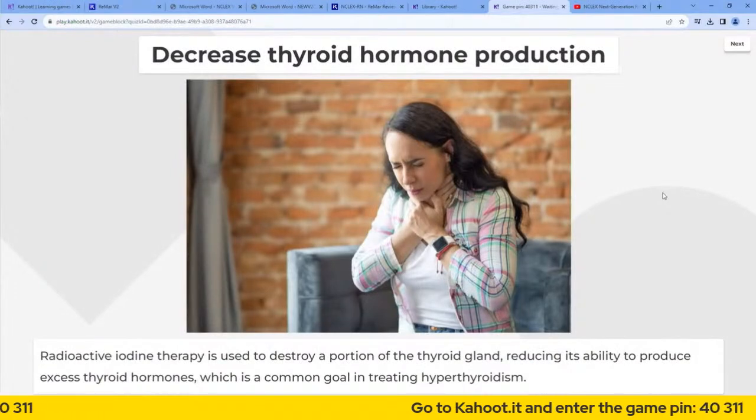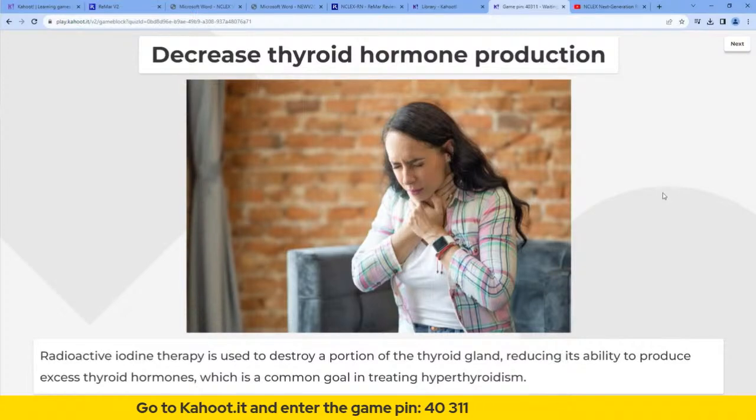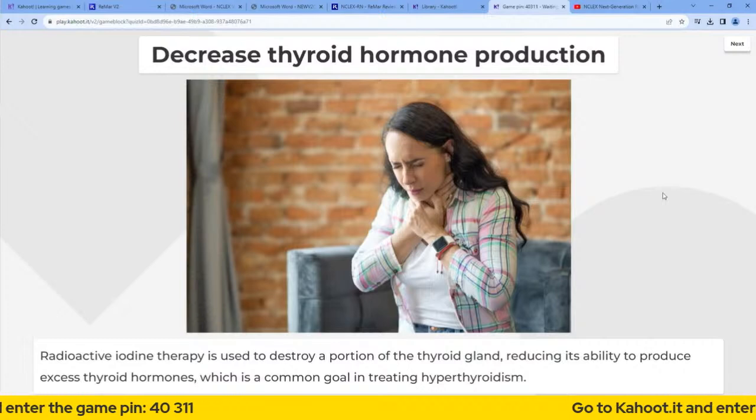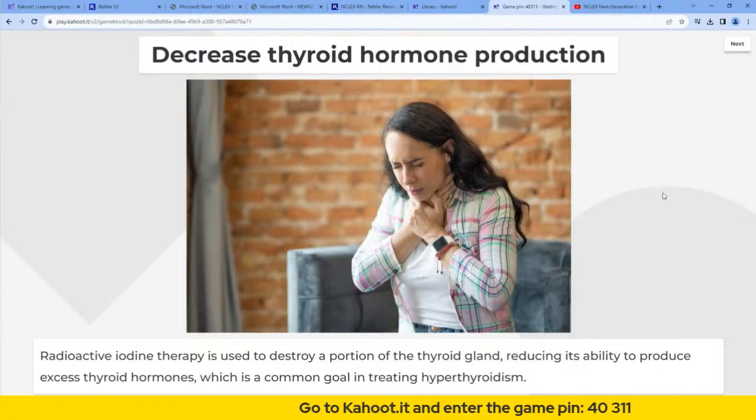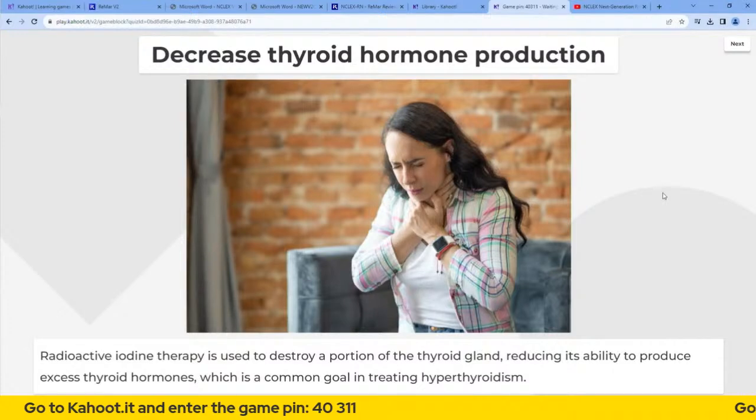The radioactive iodine is used to destroy a portion of the thyroid gland, reducing its ability to produce excessive thyroid hormones, which is a common goal in treating hyperthyroidism.